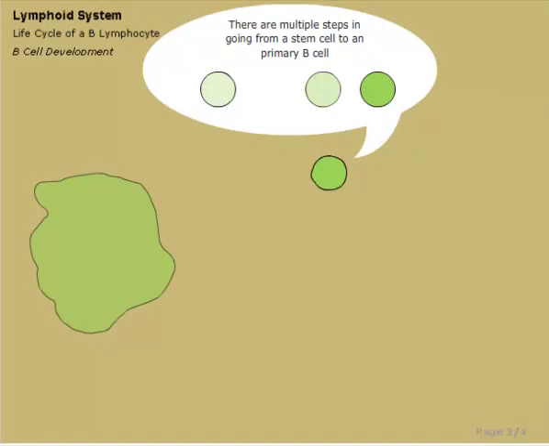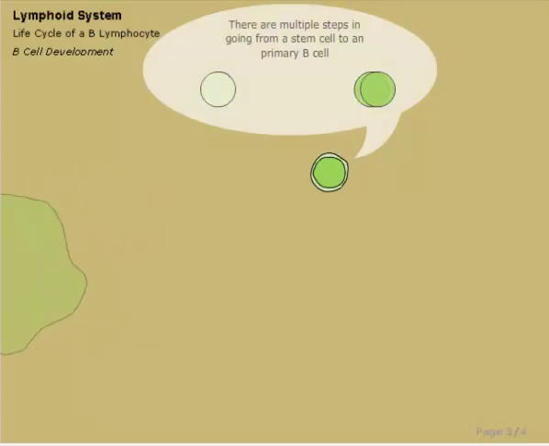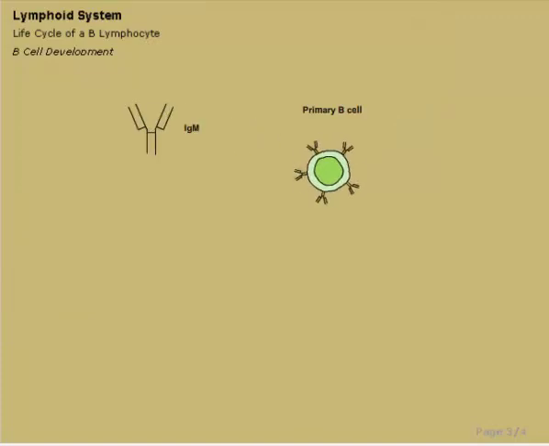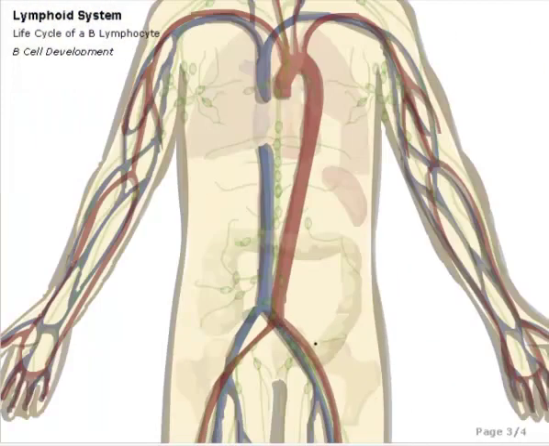So there are going to be multiple steps from going from a stem cell to the primary B cell. We've already talked a lot about this differentiation process, but it starts at the hematopoietic stem cell, going through the lymphoid line in this case, and turning into a primary B cell. The primary B cell has antibodies that are associated with it.